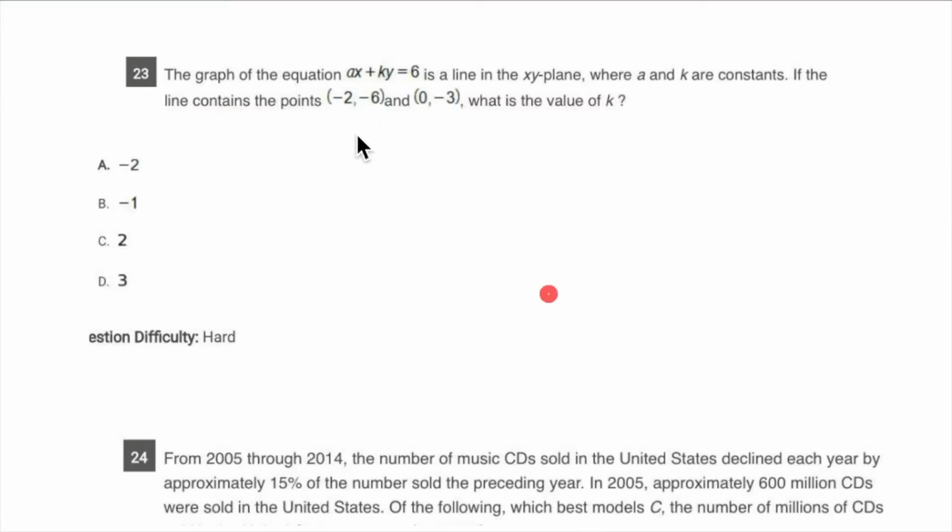Okay, this one, the level of difficulty is hard. It's not really that hard, but it's just hard knowing how to start it, I guess. So it says the graph of ax plus ky equals 6 is a line in the xy plane where a and k are constants. If the line contains the points -2, -6, and 0, -3, what's the value of k? Now, we have the xy values right here. This first point we'll call x1, y1, and the second point we'll call x2, y2.